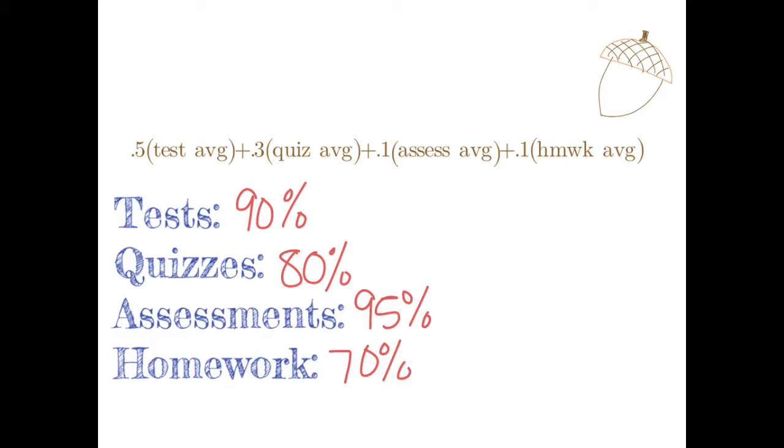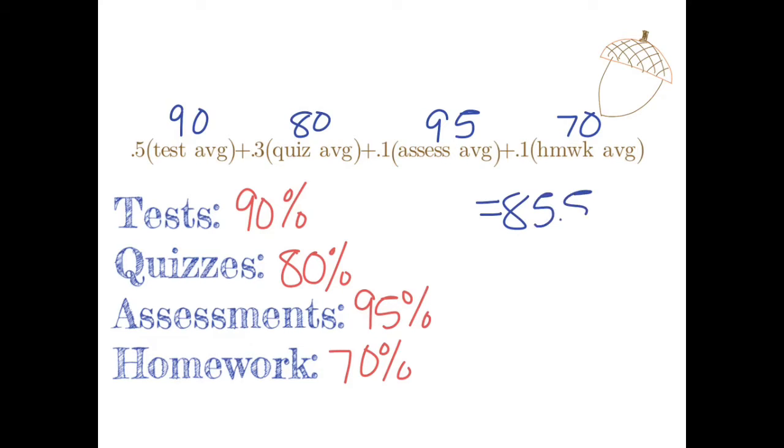So if we plug in these numbers as whole numbers, not as percentages, the decimals take the weight into consideration. So 90, 80, 95, and 70, plugging that into the formula, this student has an 85.5% average in the marking period grade.